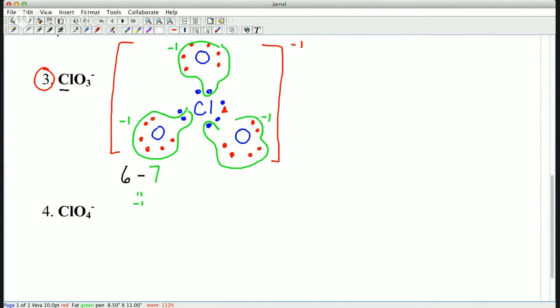It's got to be a big positive. Well, if you notice, each oxygen is taking 1 away to make it work. So this chlorine's losing 3. But if you still don't see it, we have 7 valence electrons for the chlorine, minus what? 1, 2, 3, 4, 5. So the chlorine is going to be a +2.